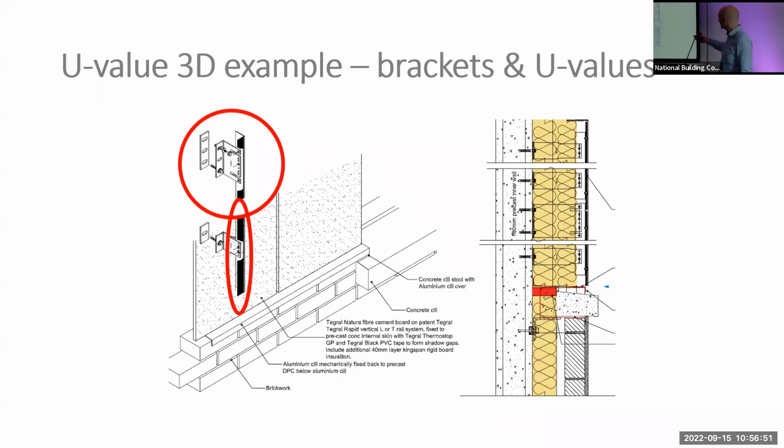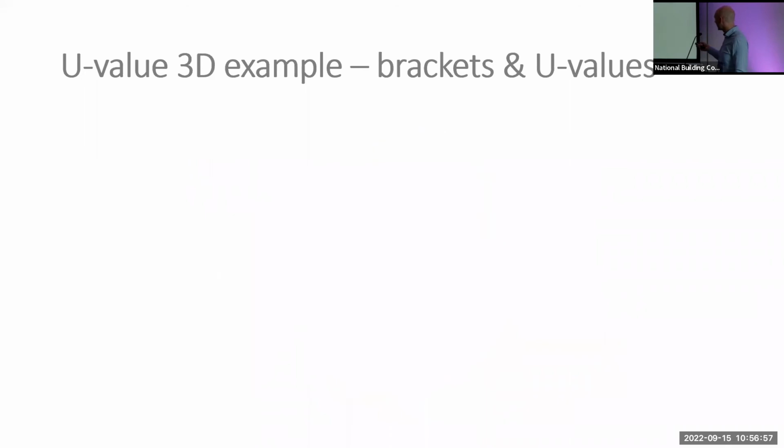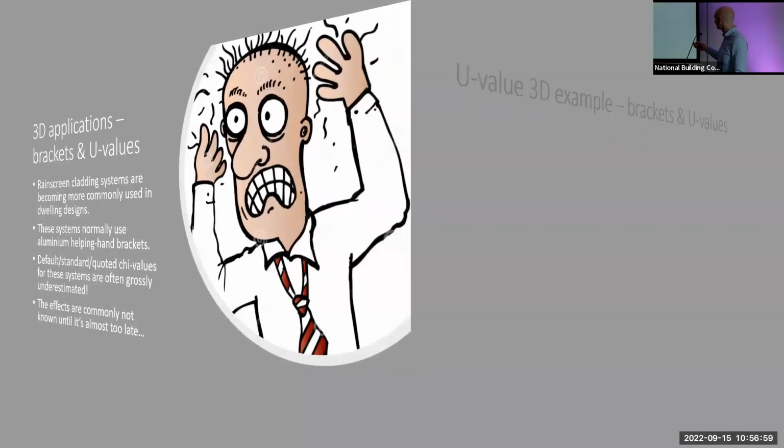This would be an example of a helping hand bracket system. You might see these on some dwellings with zinc cladding or cement panels, etc. In these systems, just to go back to this for a second.